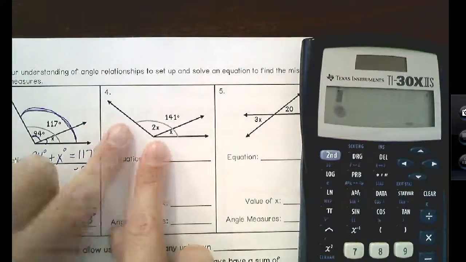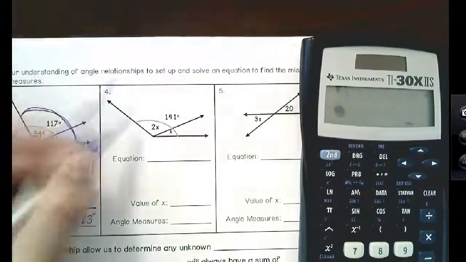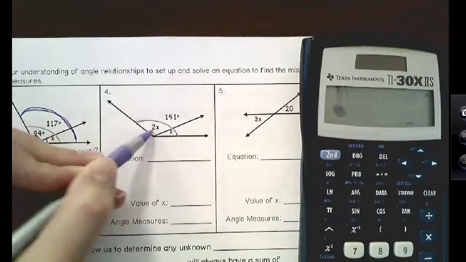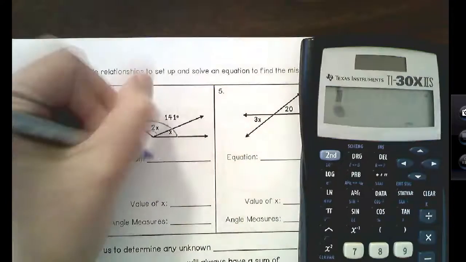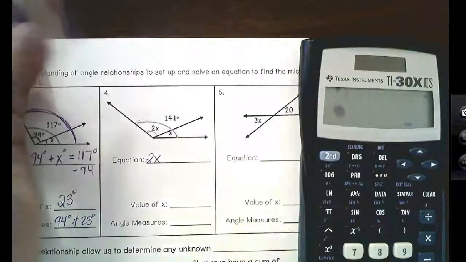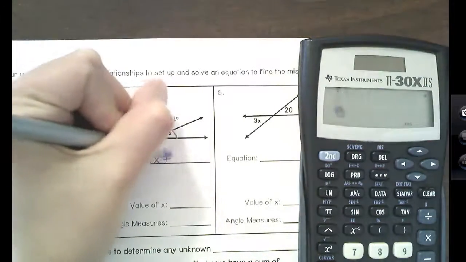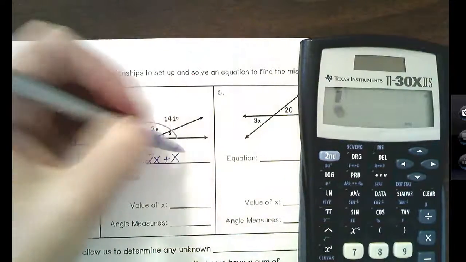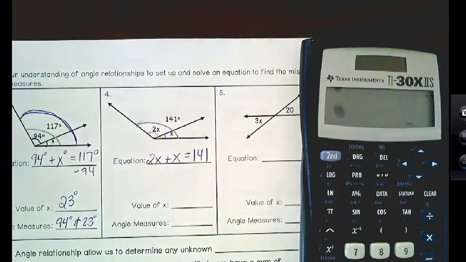Now, in example 4, very similar scenario. I've got this big angle that's 141 degrees, so that entire piece is 141 degrees. And then it's made up of these two smaller angles right here. Well, this angle is 2x. I'm going to go ahead and write 2x. And if I add this smaller angle, that's x. If we add those two together, they are equal to that big angle, which is 141 degrees.